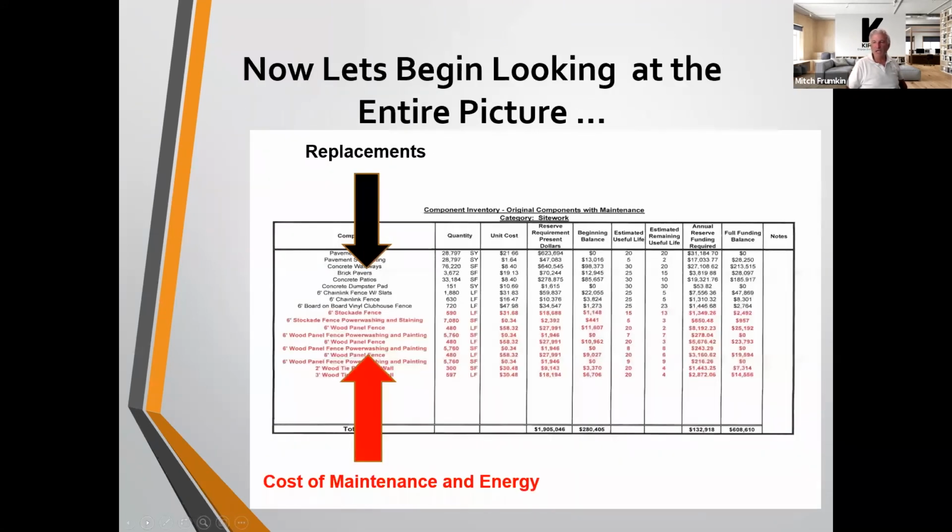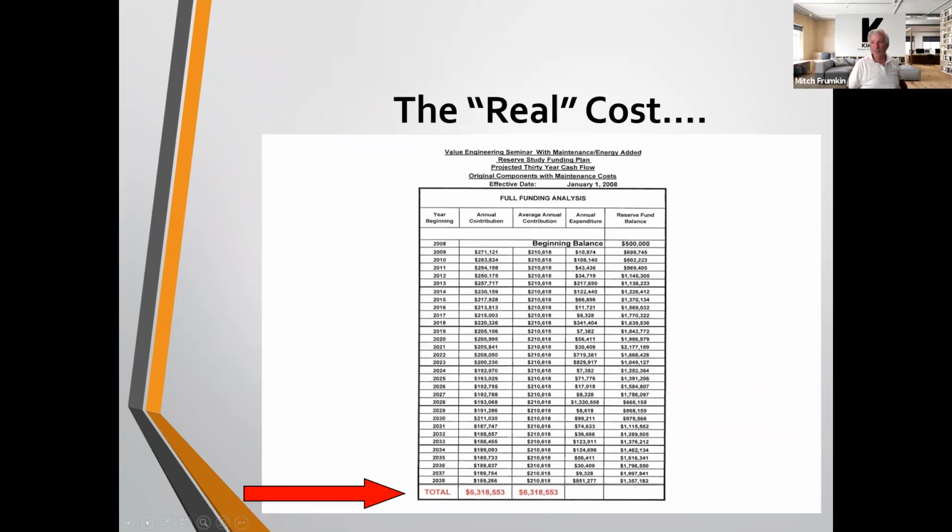Now let's look at the entire picture. For each of the components in black here, we've added the cost per year of maintenance and the cost per year of energy, and we've come up with what is the total cost of those components, not just the replacement cost. So we've added those. Those are in red. Now you'll see that the projections over 30 years, instead of being $5 million over 30 years, maybe it's $10 million over 30 years when you add all these things together.